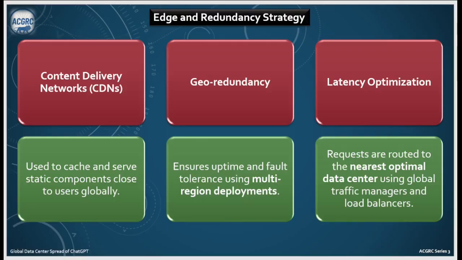From an edge and redundancy strategy perspective, the content delivery network is used for caching and serving static components close to users globally. From a geo-redundancy perspective, it ensures uptime and fault tolerance using multi-region deployments. From a latency optimization perspective, requests are routed to the nearest optimal data center using global traffic managers and load balancers.